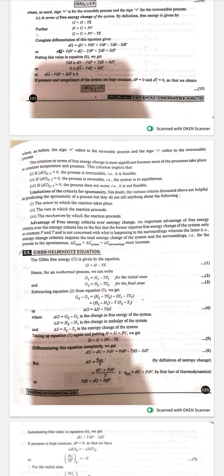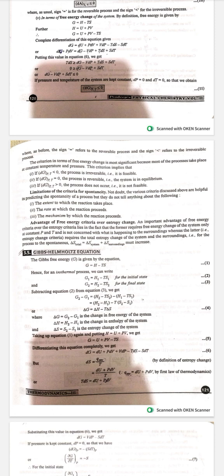So we obtain, therefore, the sign of equal refers to the reversible process and the less than sign is for the irreversible process. If dG at constant pressure and temperature is greater than 0, then the process does not occur, it is not feasible. If dG at constant pressure and temperature is smaller than 0, then the process is spontaneous. If dG at constant pressure and temperature is equal to 0, then the process is reversible and the system is in equilibrium.